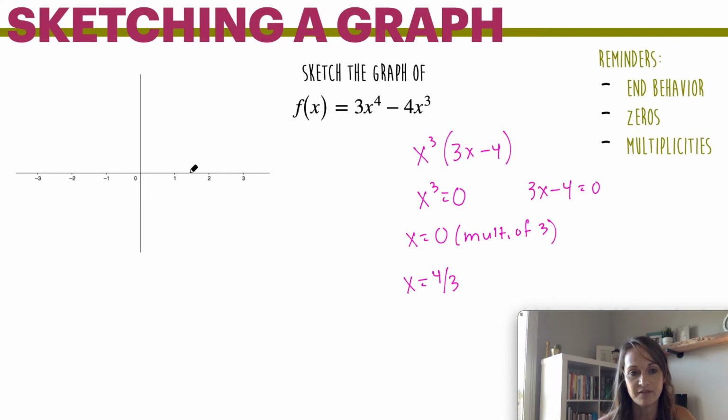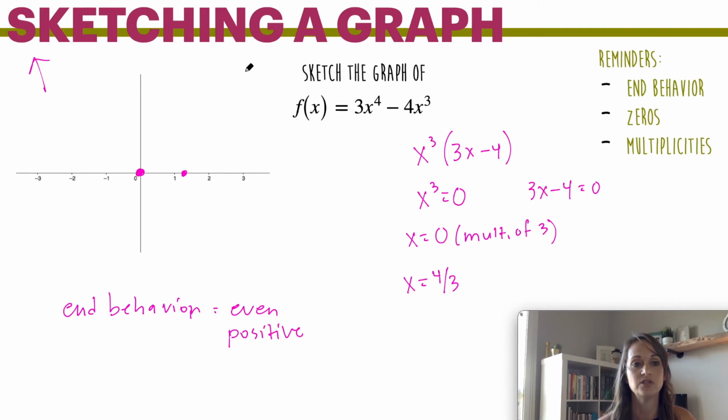So I know that at 4/3, which is about right there, and at 0, we know that it's going to cross the x-axis. We also know that the end behavior, first, we know that it's even. So if we look at the end behavior, we know that it is an even function, and we also know that the leading coefficient is positive. So we know that it's going to end going up on both sides.